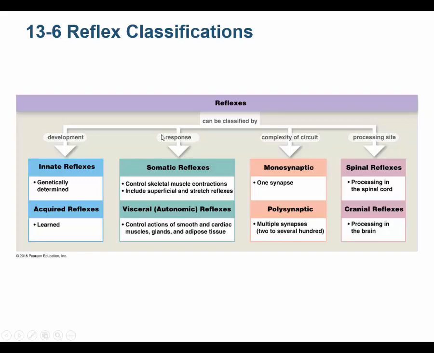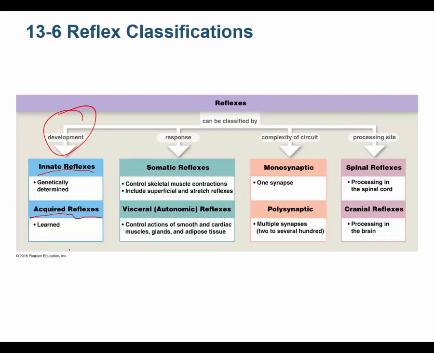There are different classifications of reflexes. For example, you can classify reflexes based on development. Are you born with them? If you're born with them, they're innate reflexes. Or did you learn them? And if you learn them, they're acquired reflexes. Now you might say, what the heck's an acquired reflex? Well, learning to ride a bike involves acquired reflexes.